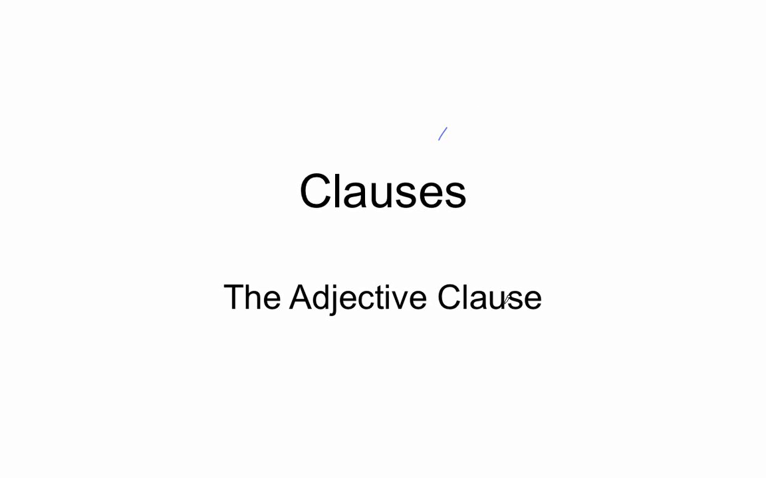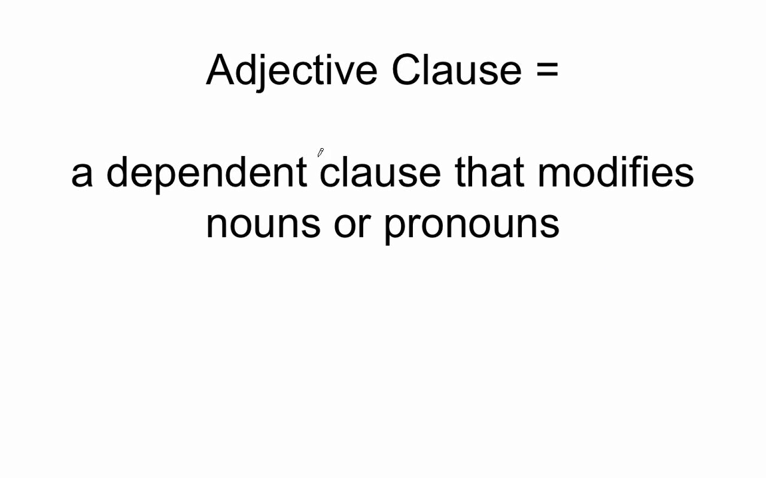Now, in a previous video, we talked about clauses versus phrases and the definition of a clause. Again, just to remind us, a clause is a group of words with both a subject and a verb. So an adjective clause will have these two elements, and it will act like an adjective. Defined, an adjective clause is a dependent clause that modifies nouns or pronouns, which is pretty much the same definition of an adjective as a part of speech. However, instead of just a word or two words, we have a dependent clause.